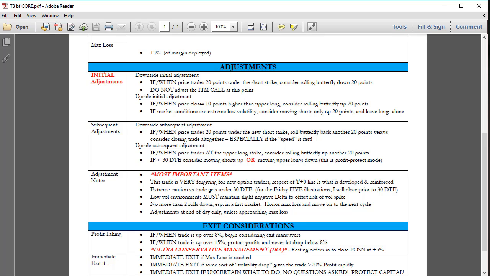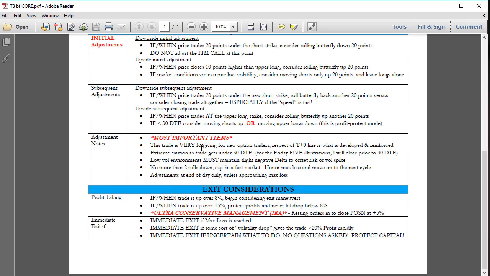Subsequent upside adjustments. So we've already made one, let's assume. Now we're getting ready to make another one. If the price trades at the upper long strike after you've rolled the butterfly up, consider doing it again. Or if you're under 30 days to expiration, consider moving the shorts up or the upper longs down. That is when you are protecting your profits. All right, that'll become very crystal clear when we start going through the video examples.